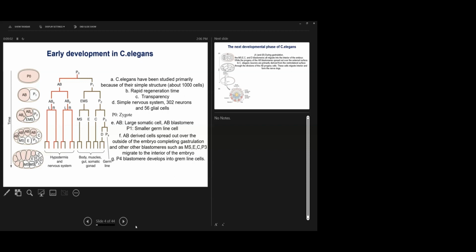It forms the germline. During this process of gastrulation in C. elegans, the AB blastomeres come outside and form the epidermal layer, the ectoderm. They form the ectoderm, which consists of hypodermis and nervous system. And the progeny from the P1 cell, the EMS, MS cell, E cell, and C cell, form the body muscles and somatic gonad, and more exclusively the P4 cell forms the germline.